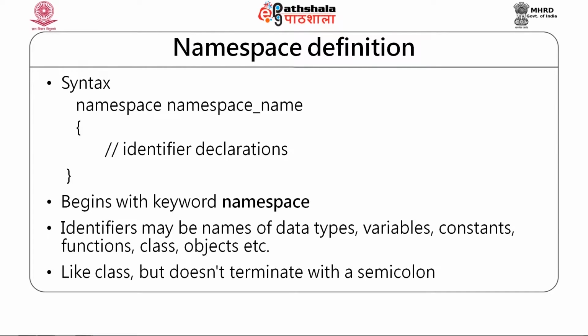Now, let us see how to define namespace. To define the namespace, the syntax is namespace as a keyword, then the name of the namespace, and in the body of the namespace we should declare the identifiers we want. Please do remember that these identifiers within the namespace should have unique names. It is just like a class definition, where the class starts with the keyword class. Here the namespace starts with the keyword namespace, but the class terminates with a semicolon, whereas the namespace does not terminate with a semicolon.